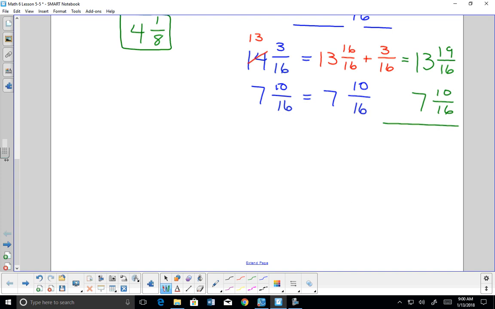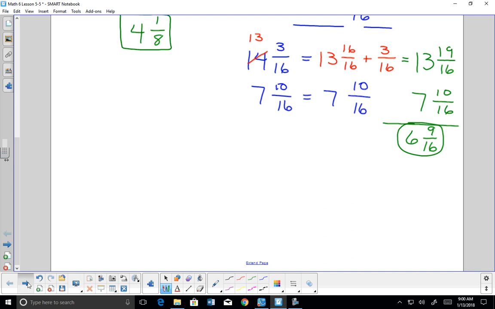So now instead of subtracting 7 from 14, I'm going to subtract 7 from 13. And 13 minus 7 is 6. And 19 minus 10 is 9. So I end up with 6 9/16. And you may not understand this exactly. We'll go through a few more examples to make sure that you're understanding. Let's take a look at a couple of examples.